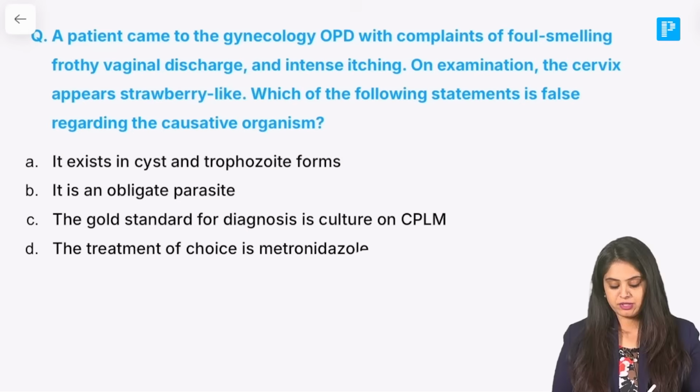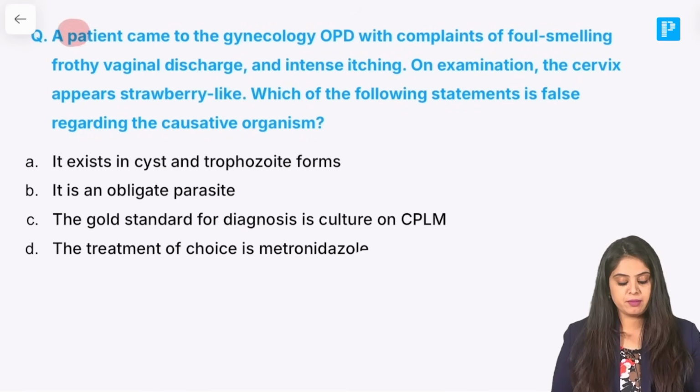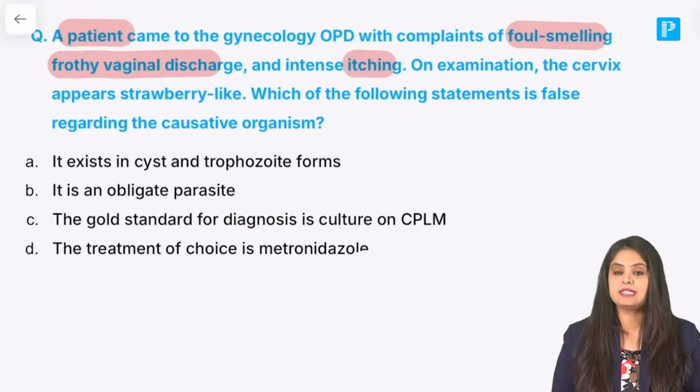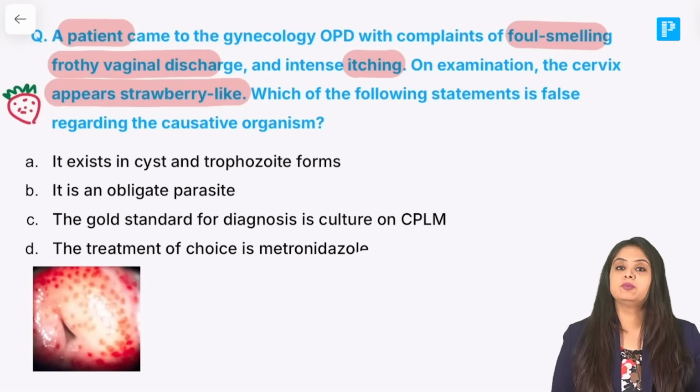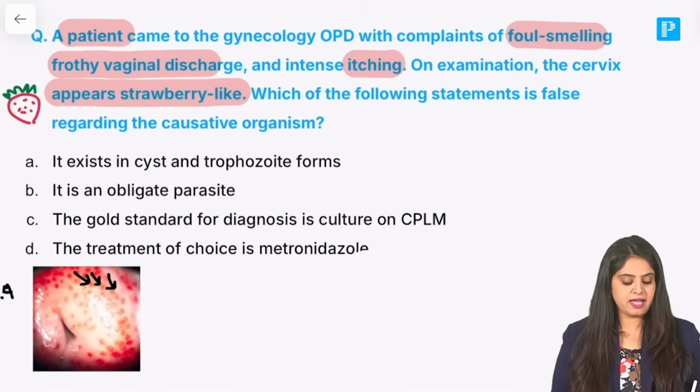Moving on to the next question, where we have a patient coming to the gynae OPD with a foul smelling, frothy vaginal discharge and intense itching. I think the buzzword over here, with the cervix being strawberry-like, you have discovered it to be Trichomonas vaginalis. If an image would have been given, these would have been the red color spots making it strawberry. Sometimes they're not calling it strawberry cervix nowadays, they're calling it angry looking cervix, the reason being the red color spots.